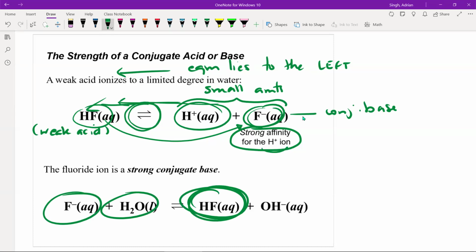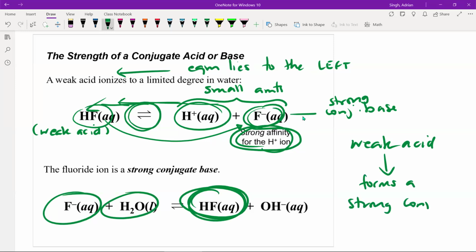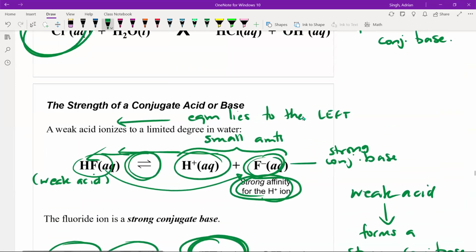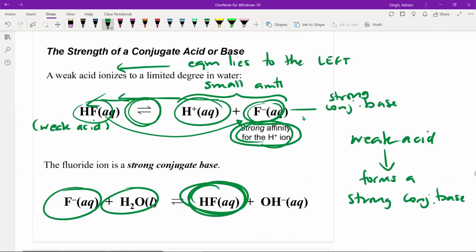Because it has a strong affinity, it wants to grab a hold, it wants to accept an H plus. That means then that this conjugate base here is going to be strong. So what we can say then, using this as a generalization, is if we have a weak acid, this produces or leads to the formation of a strong conjugate base.